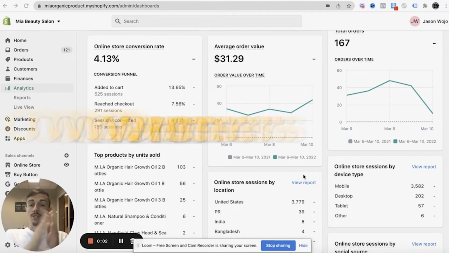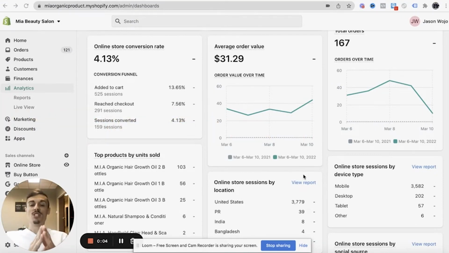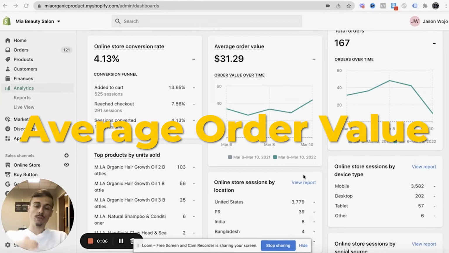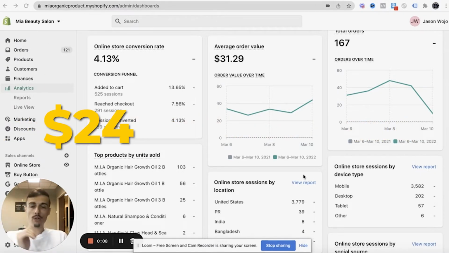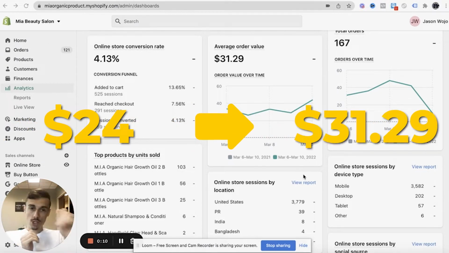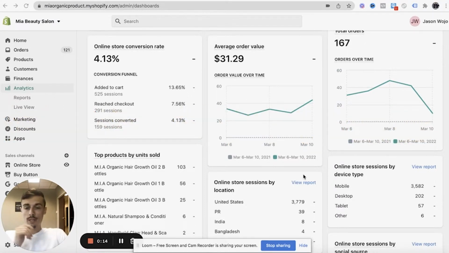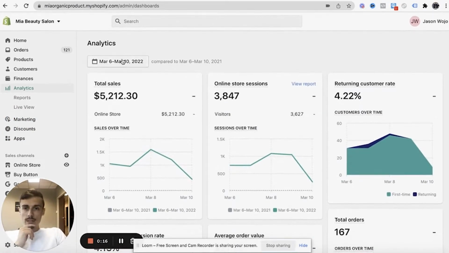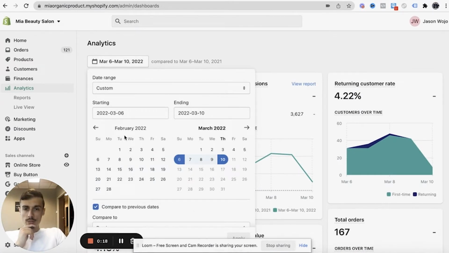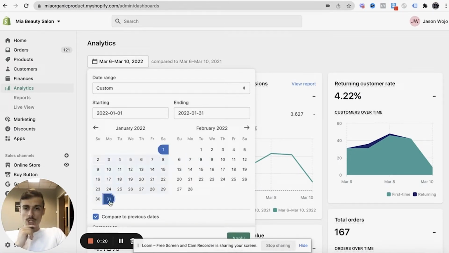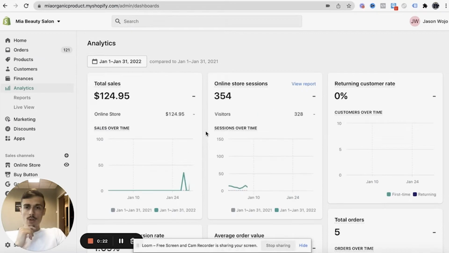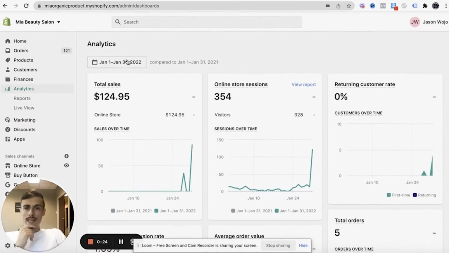Shopify store owners, I want to go over today how I was able to take an average order value from around $24 to $31.29 in a matter of just a week. Okay, so if we go back, and this is a store that we're currently running for a client, if we go back to January, the AOV is $24.99.